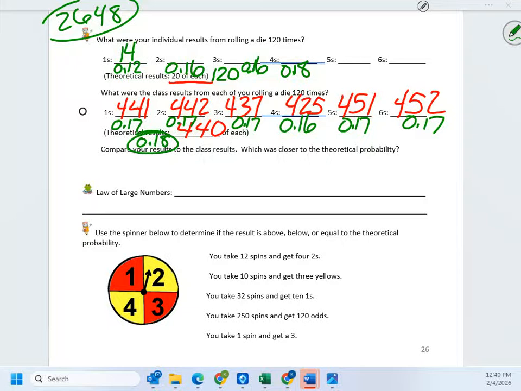So, which one is more likely to be closer to that theoretical probability, your individual or the whole class? What have we been finding? What's closer to that theoretical probability, your individual results or the whole entire class results? The class results.